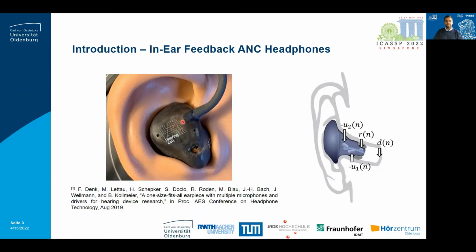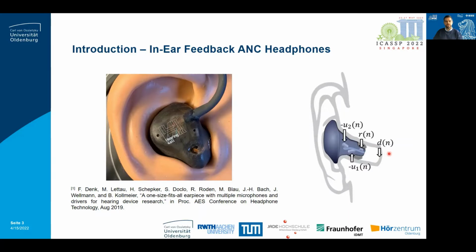At your left-hand side, you can see the in-ear headphone that we consider, also known as the earpiece. At your right-hand side, you can see a schematic of it, where the two loudspeakers, here and there, and the inner microphone, at this position, can be seen. In the presence of an external noise source, noise leaks through the device into the ear canal. It first arrives at the inner microphone as R of n, and finally reaches the eardrum as D of n.